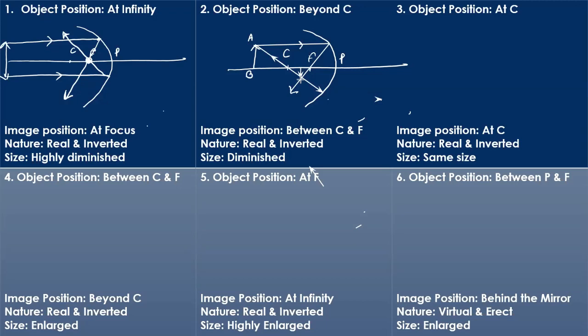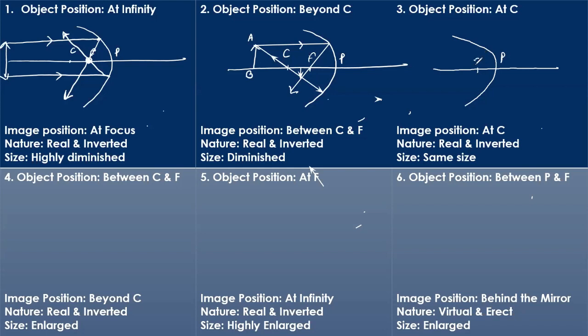That is between center of curvature and focus. How is the nature of image? Obviously, it is formed in front. So it will be a real and inverted image. Size is diminished.